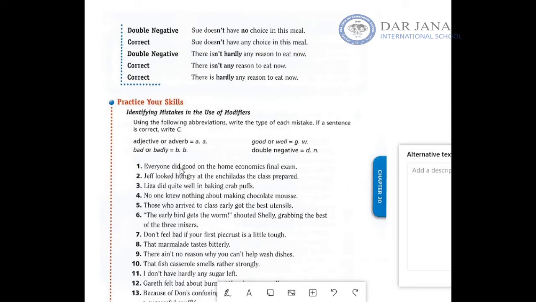Well answers or tells us how. So the problem here is in the use of good or well. So the answer to number 1, we write the answer here, is GW.